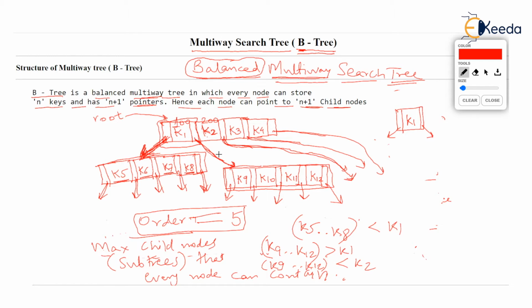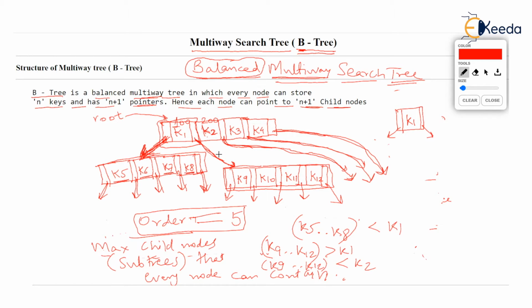The keys which are greater than K2 but less than K3, isn't it? And which keys are stored in this fourth child over here? The keys which are greater than K3 but less than K4. And finally, which keys are stored in this rightmost node over here? Of course, the keys which are greater than K4, because they are to the right of K4.